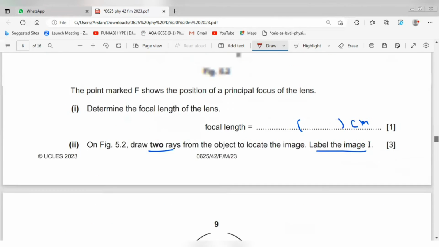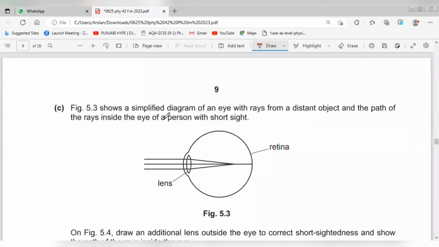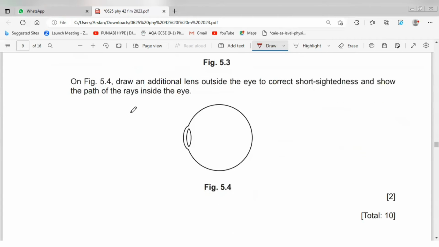Next, question number 5C. Figure 5.3 shows a simplified diagram of an eye with rays from a distant object and the path of the ray inside the eye of a person with short sight. Short sight means this person cannot see distant objects clearly. So on figure 5.3, draw an additional lens outside the eye to correct short sightedness and show the path of the rays inside. So we get 2 marks.